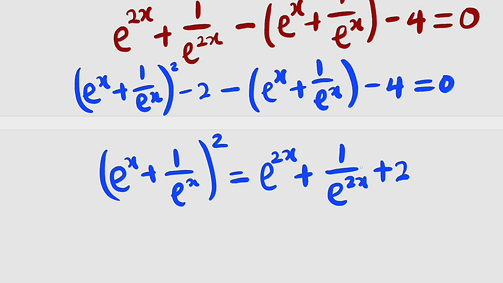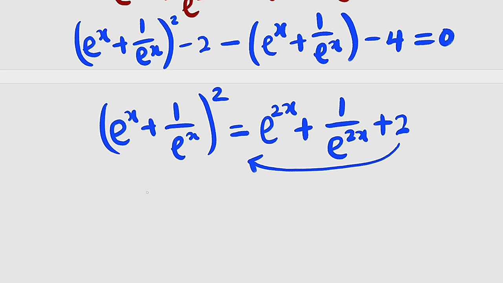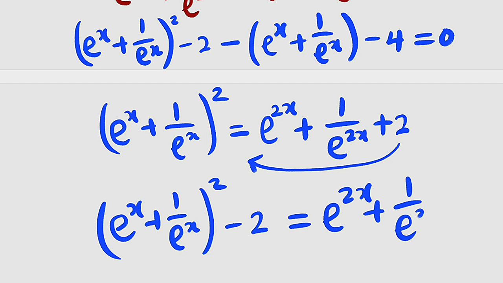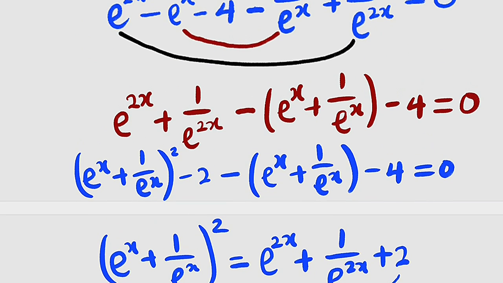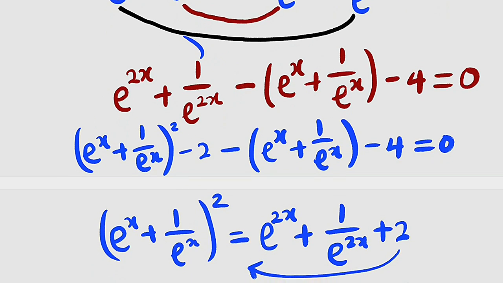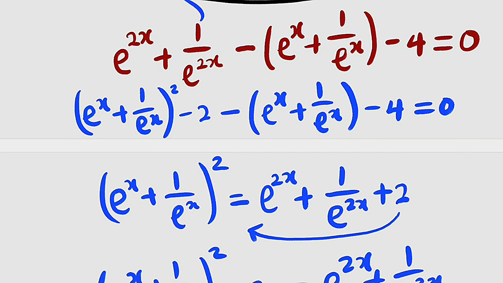So what if we decide to make the whole of this the subject? All you have to do is to take these two to the left hand side, right? So you have (e^x plus 1 divided by e^x) all squared minus 2 equal to e^(2x) plus 1 divided by e^(2x). Therefore, this e^(2x) plus 1 divided by e^(2x) can be written as (e^x plus 1 divided by e^x) all squared minus 2.